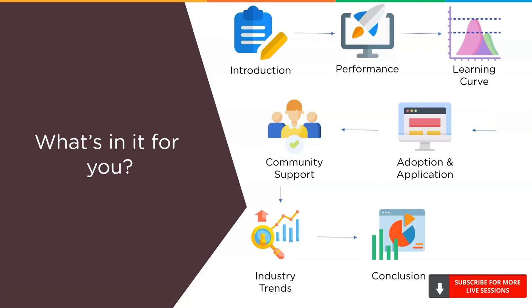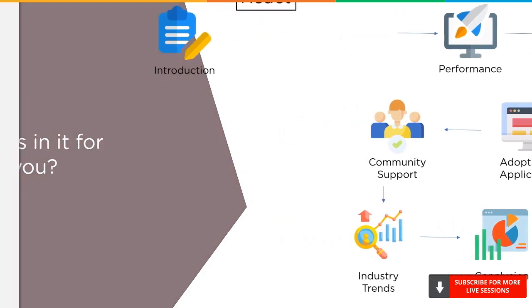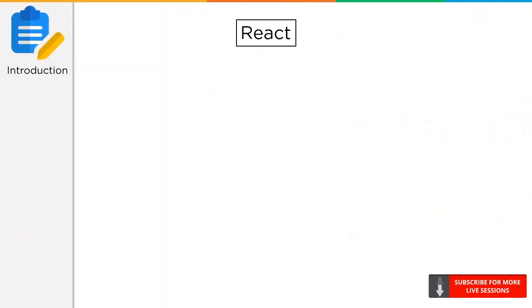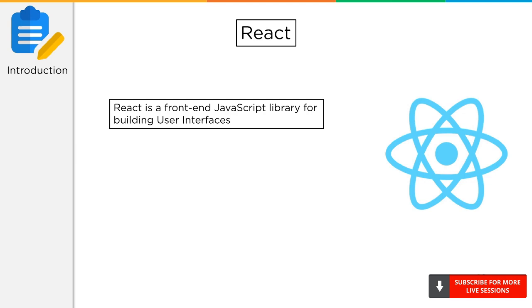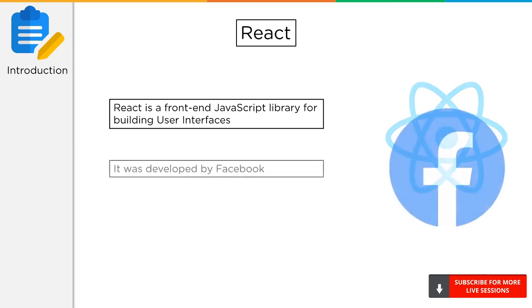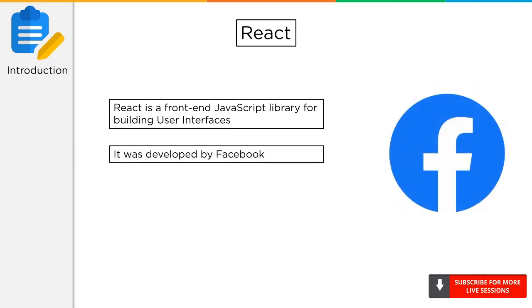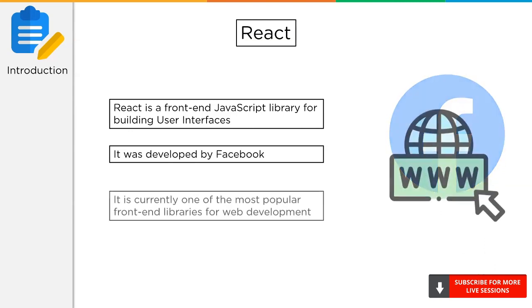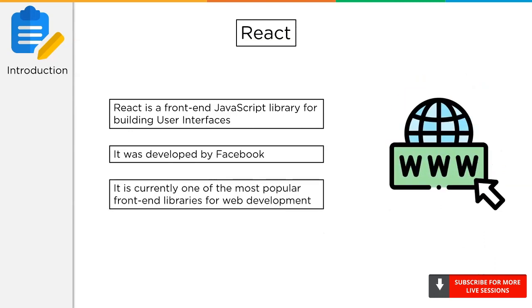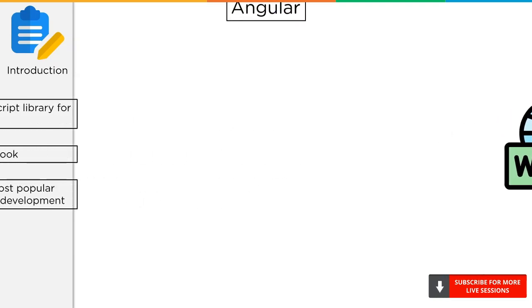But I will give you enough food for thought for you to choose the technology that suits you and your project best. So let me first give you an introduction to React. Now, React is a JavaScript library for UI development. It is managed by Facebook and has an open source community of developers. The framework was introduced in May 2013. It is currently one of the most popular front-end libraries for web development.